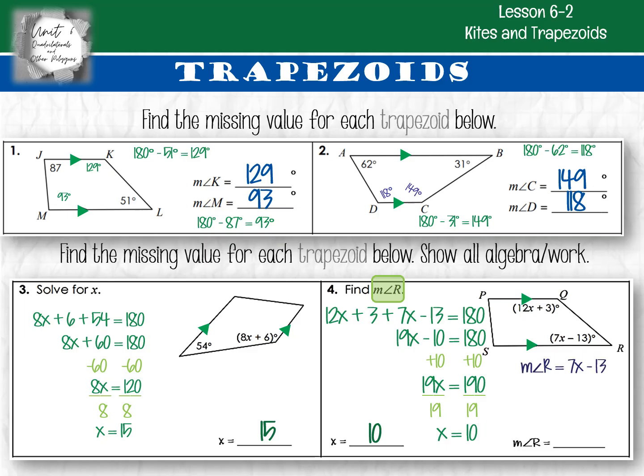Okay, measure of angle R. We have an algebraic expression for that: 7x minus 13. And now we know our value of x, so let's plug it in. So 7 times 10 minus 13, calculate, you get 57 degrees for the measure of angle R.